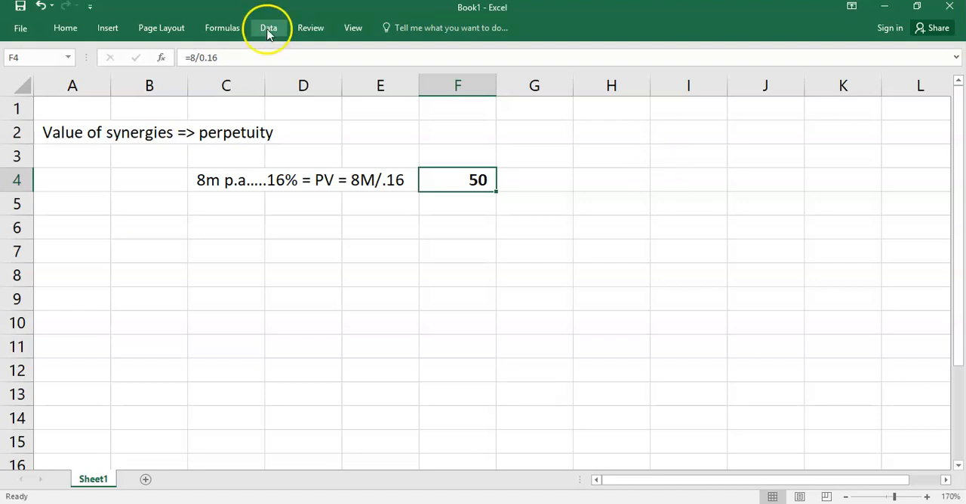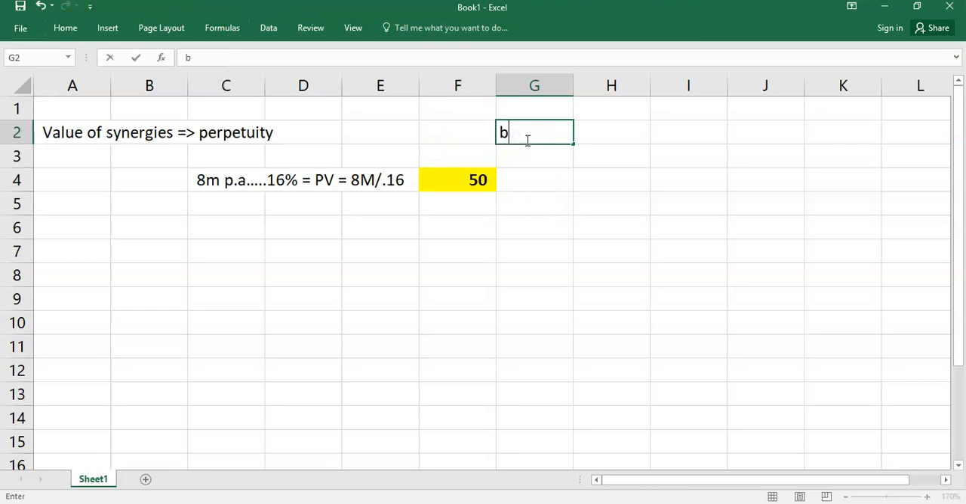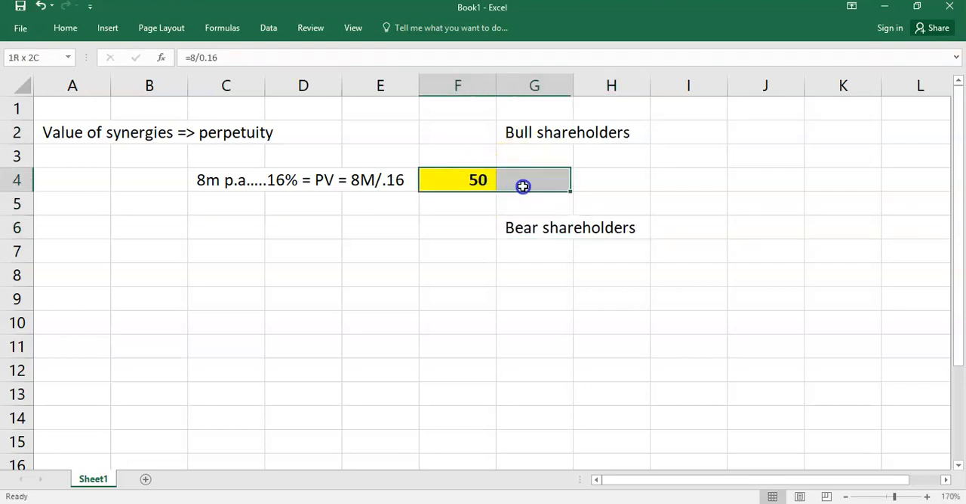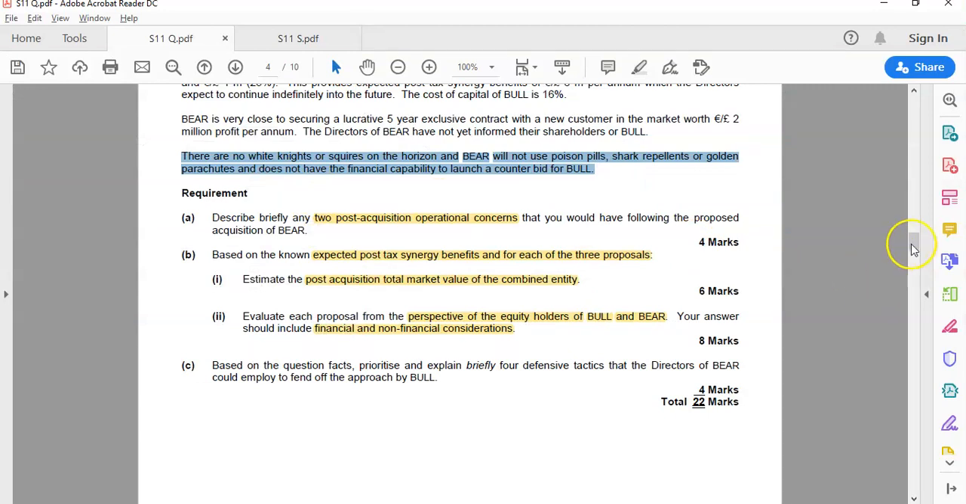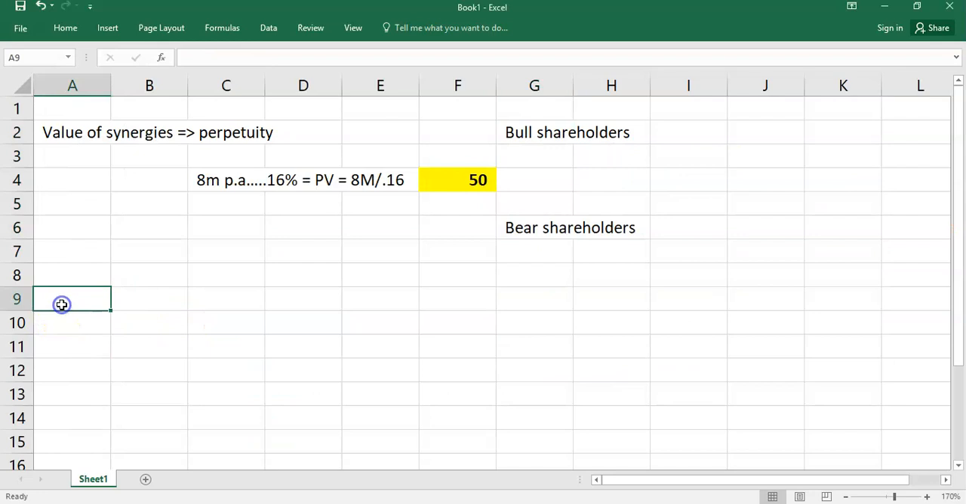So we need to figure out now, when this deal goes through, who gets it? Do the bull shareholders get this 50? Or do the bear shareholders get it? There's no mention of fees here, but usually as part of the transaction, some amount will be spent on transaction fees as well, but we don't have it here. So when we do the deal, and this will change depending on whether it's proposal 1, 2 or 3, we figure out who gets what. So we'll start off with proposal 1.